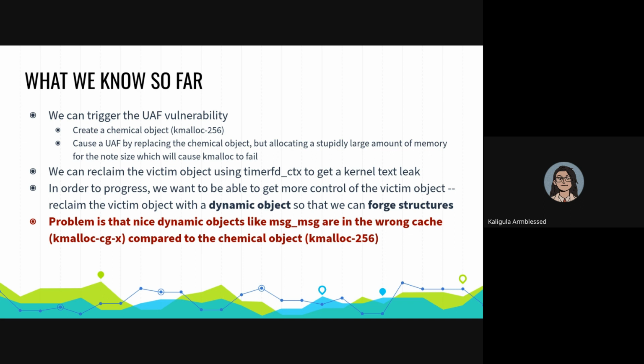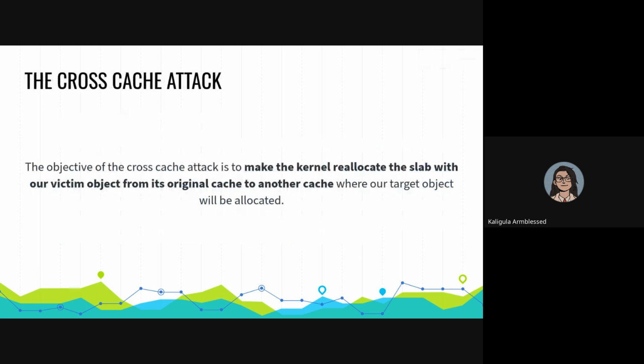Now the problem is, remember I mentioned the whole thing about objects being in different caches. Our nice dynamic objects like msg are in the wrong cache, because msg is allocated in kmalloc-cg compared to the chemical object, which is allocated in kmalloc-256. So this is a problem. Enter the cross-cache attack. Basically, the objective of a cross-cache attack is to make the kernel reallocate the slab with our victim object from its original cache to another cache where the target is allocated.